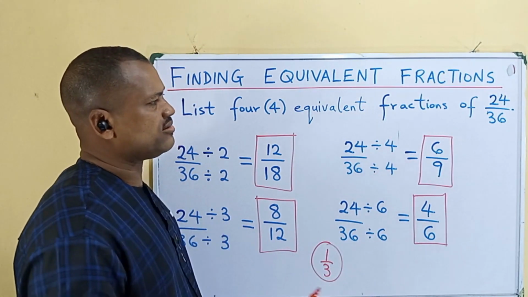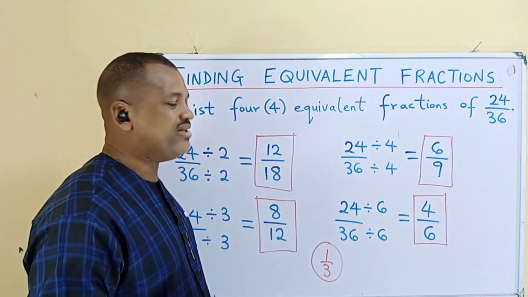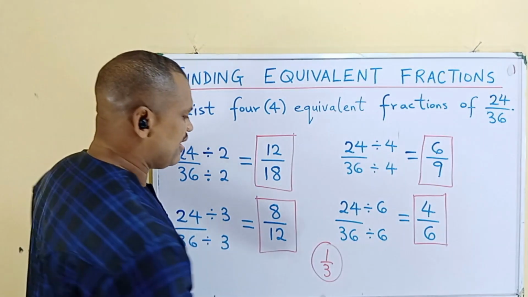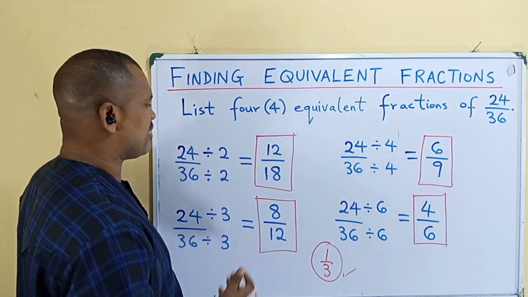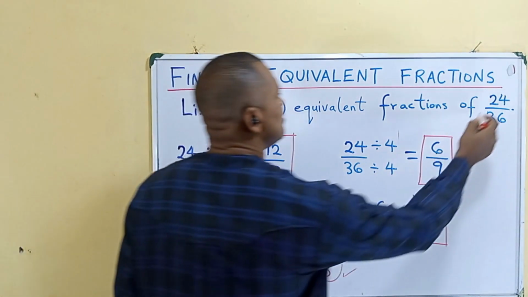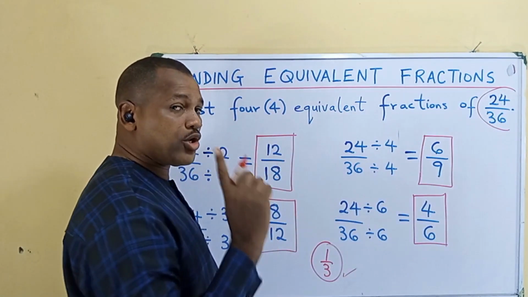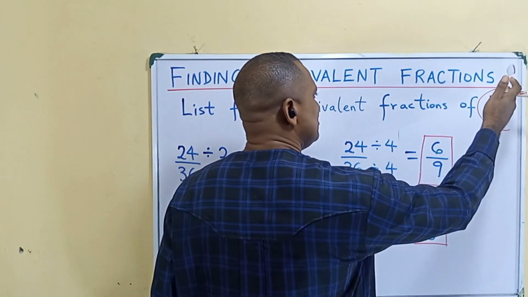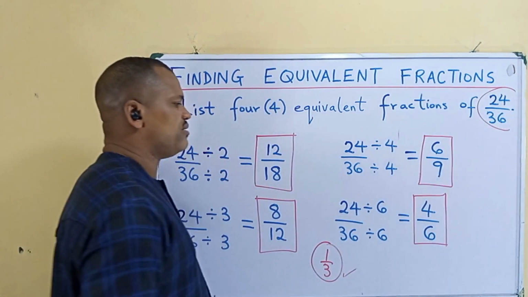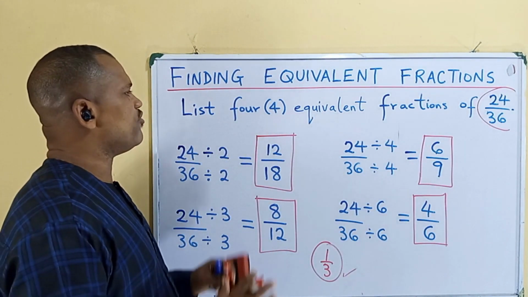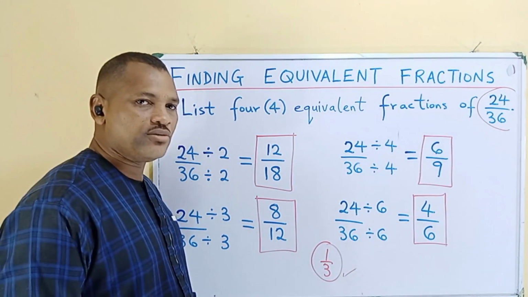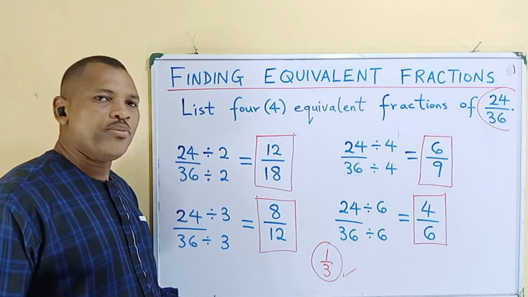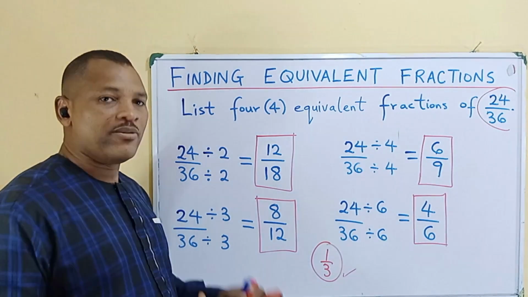You cannot reduce it further by using division method. So in this case, you can only use multiplication method. But in all cases, you can use multiplication method. But in some cases, you cannot use division method, like in this fraction. But as you can see, you can use division method in a fraction like this, because there are numbers that can divide both the numerator and the denominator. So that is basically how to find the equivalent fractions of any fraction given to you.